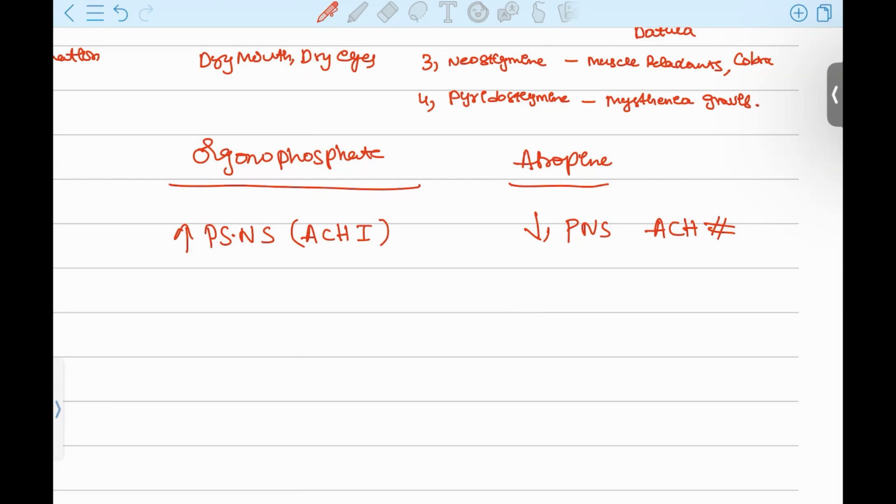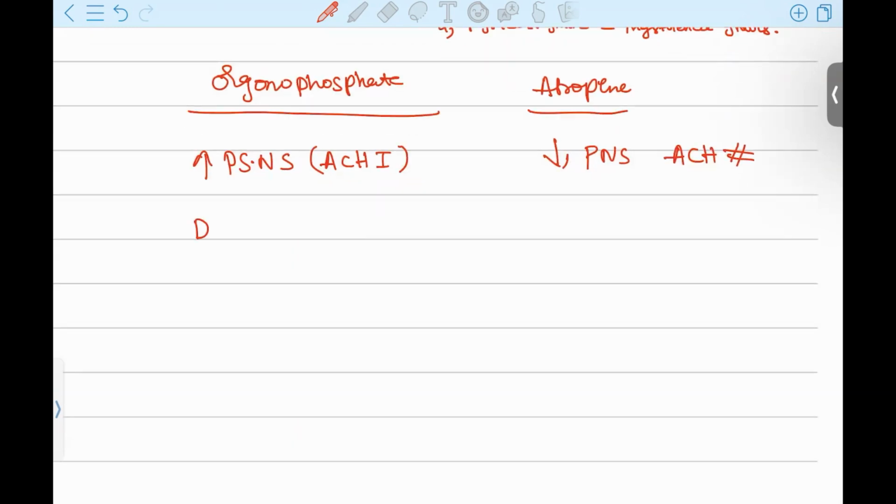And what are the symptoms? As we discussed, the DUMBELS symptoms will be seen in organophosphate patients: diarrhea, urination, miosis, bradycardia, bronchospasm, lacrimation, salivation. All this will be seen in organophosphate patients. Whereas with atropine, opposite to that, the patient will have dry mouth, dry eyes, and urinary retention, tachycardia, hyperemia, mydriasis, and dilated pupils. All this will be seen in atropine patients.